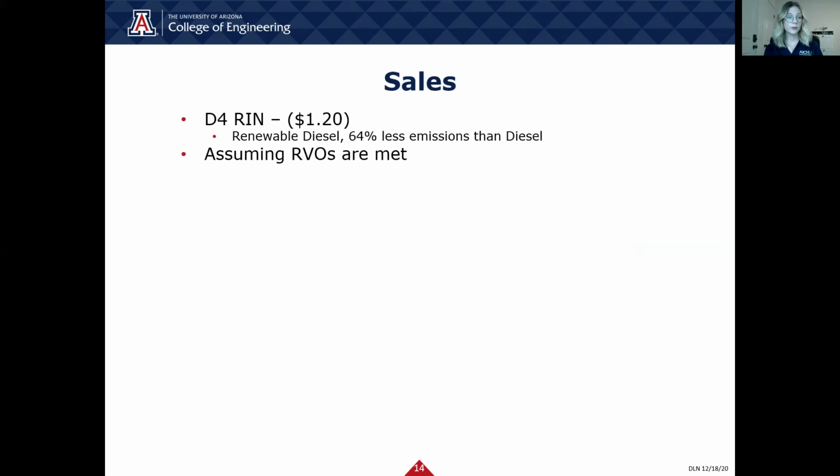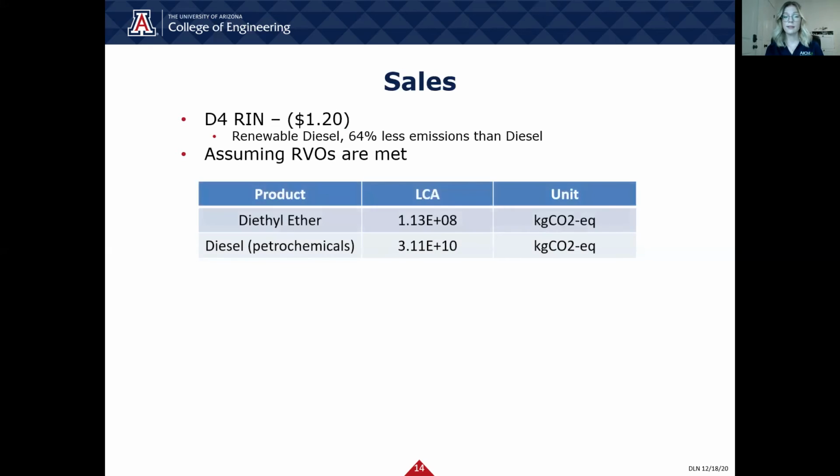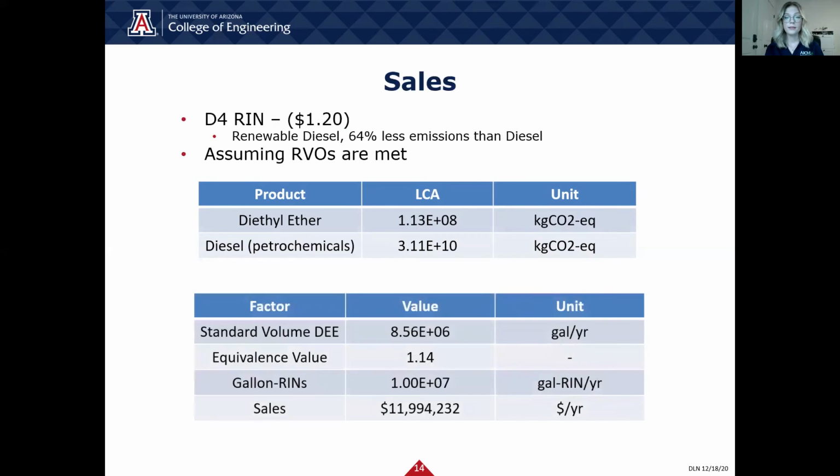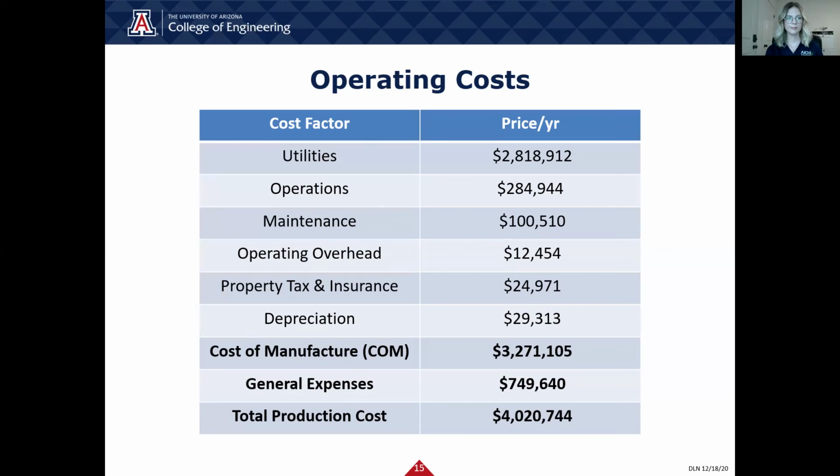Diethyl ether is considered a renewable diesel and qualifies as a D4 RIN because its production emissions are over 50% less than that of diesel. As a 100% renewable fuel with a lower heating value of about 85,000 BTU per gallon, the equivalence value of our product is 1.14. Thus, 10 million gallon RINs were generated by the 8.6 million gallons of product over a year. Assuming the remaining 90% of the plant's throughput not dedicated to this process is sufficient to meet the plant's renewable volume obligations, the RINs generated by the diethyl ether are surplus that can be sold for about $12 million in sales at the current D4 RIN price.